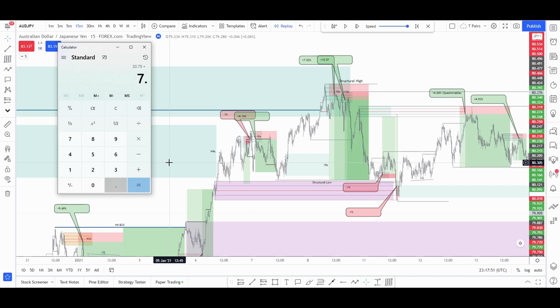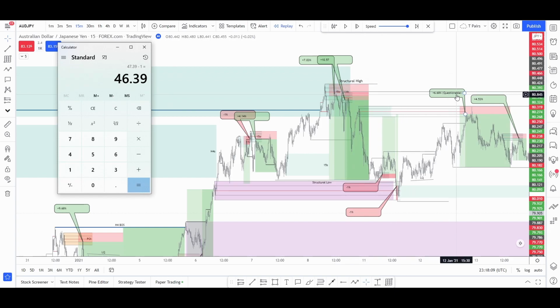Plus 7.03 plus 10.57 minus 1 minus 1. Alright, not bad so far, 46.39. We're only 8 days in, or 11 days in.